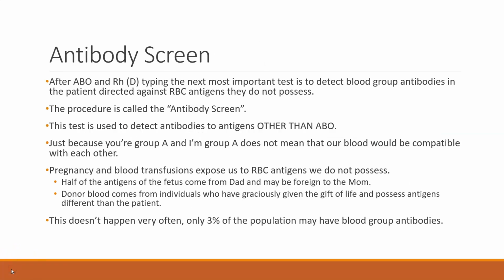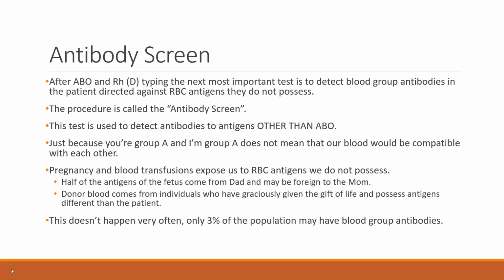After the ABO and D typing, the next most important test is to detect blood group antibodies in the patient which are directed against red cell antigens they do not possess. This procedure is called the antibody screen. We're going to screen the patient's serum or plasma for unexpected antibodies, and unexpected antibodies are those other than ABO. Just because you're group A and I'm group A does not mean that our blood would be compatible with each other. Pregnancy and blood transfusions expose us to red cell antigens we do not possess.